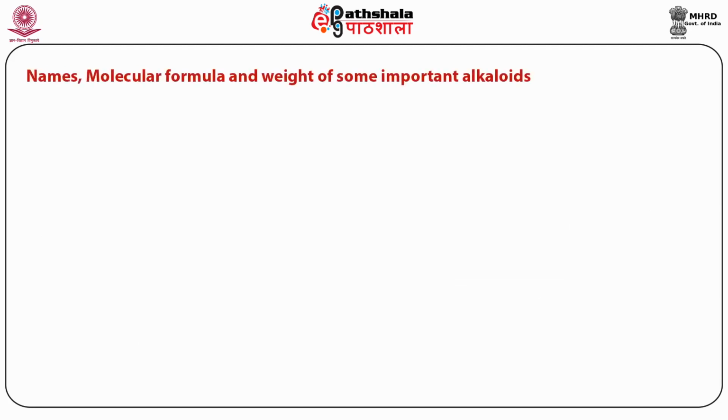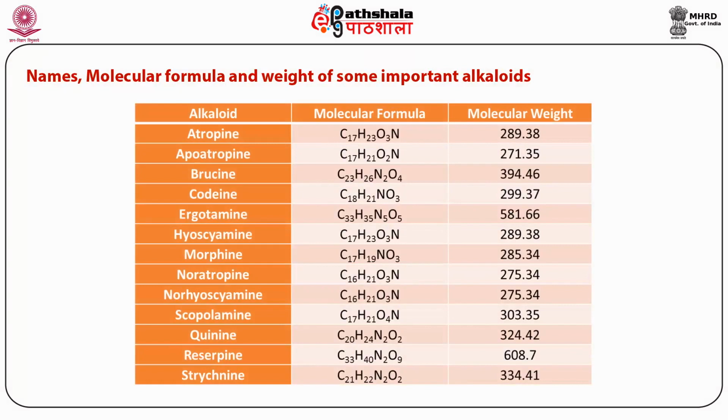Here is a list of important alkaloids along with their molecular formula and molecular weight. You can see at the top of it there is atropine. It is a tropane alkaloid. Its molecular formula is C17H23O3N. The other tropane alkaloids like apoatropine and hyoscyamine are also in the list.